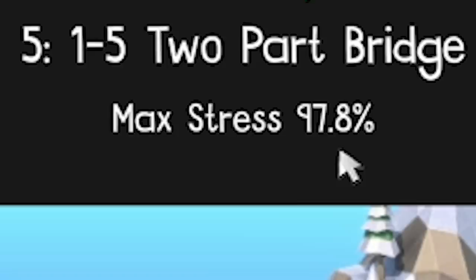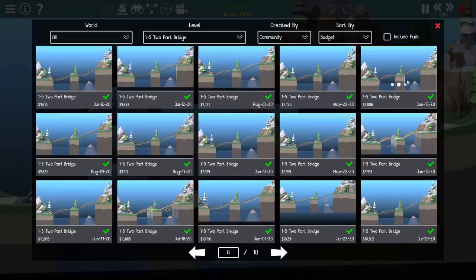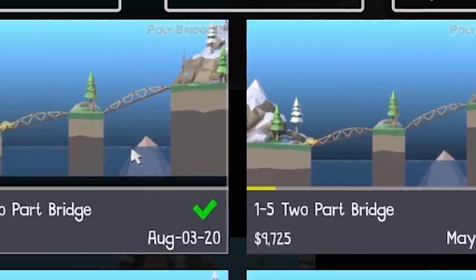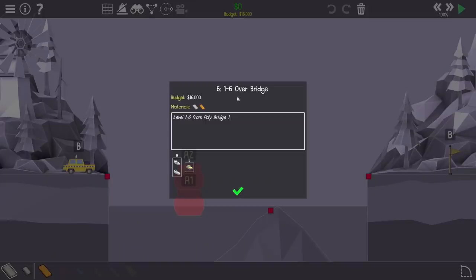Look at the max stress, 97.8. Let's go see where we are now. 9,800. We're just about on this page. You can see everyone's sort of done a similar design. So not quite in the top half, but that'll do. That'll do. All right, so level 6 is called Overbridge.